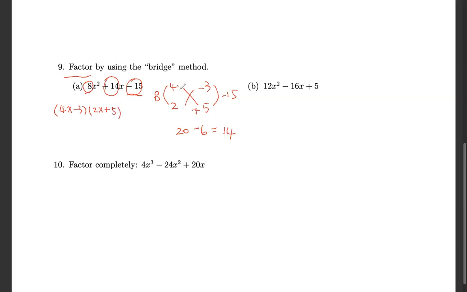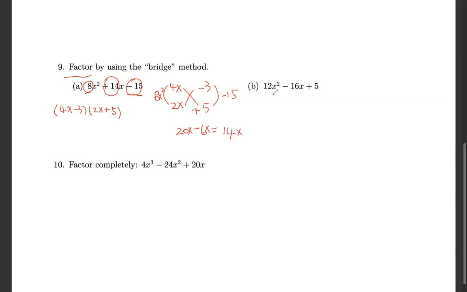If you want, you can put an x in here, right? Then 4x times 2x, that's 8x squared. Then 4x times 5, that's 20x. 2x times negative 3, that's negative 6x. Then 20x minus 6x, that's 14x. So this one factors to be a binomial multiplied by a binomial.